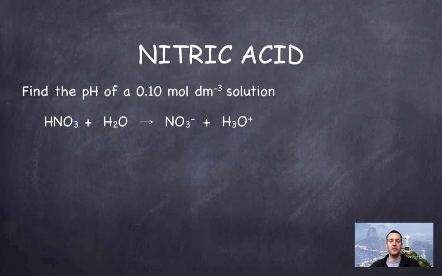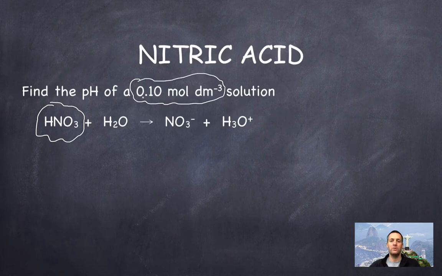Now, here's nitric acid. Nitric acid is a strong acid. We should recognize it as being one of those three strong acids that we need to remember. We've got a solution that contains 0.1 moles in every dm cubed of solution. 0.1 of a mole of nitric acid has been dissolved in every dm cubed of solution.